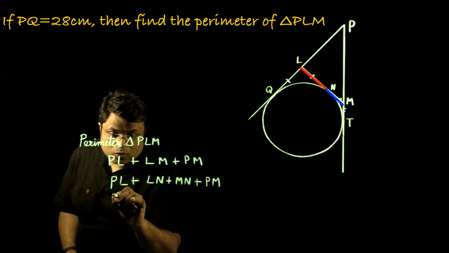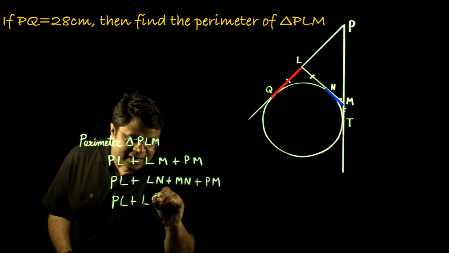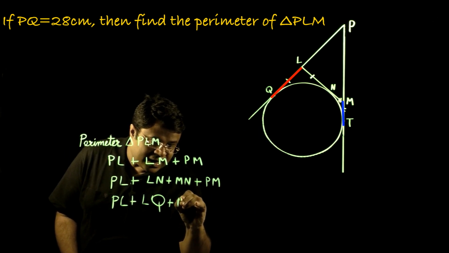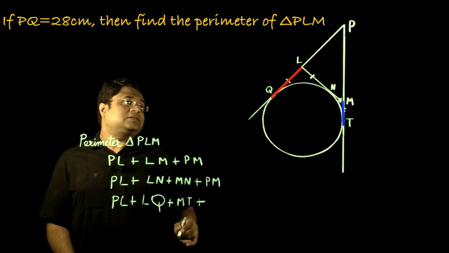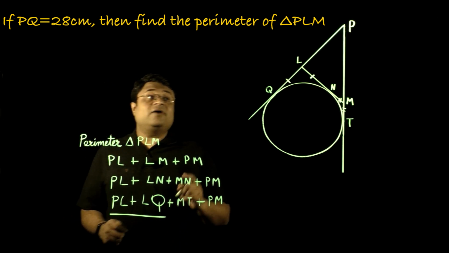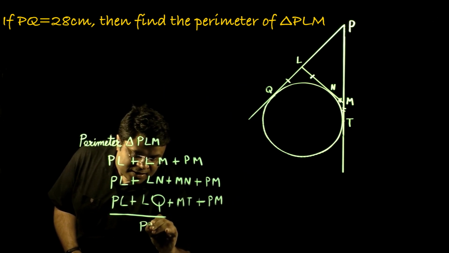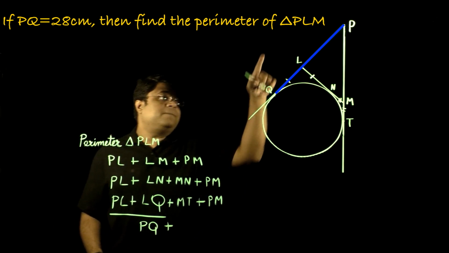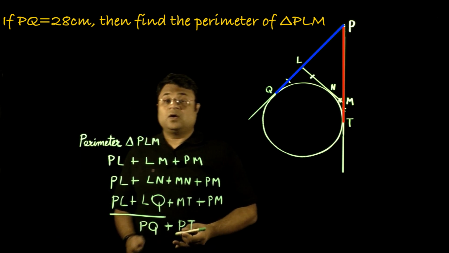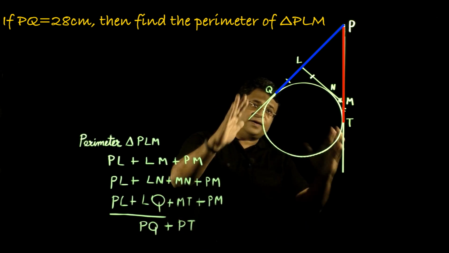So what we'll do, PL is already there. Instead of LN, I'll replace it by LQ, and MN, I'll replace it by MT, plus we already have PM. Alright, now let's see. We have PL plus LQ. So PL plus LQ is straight away PQ, and PM plus MT, it is what? It is PT.